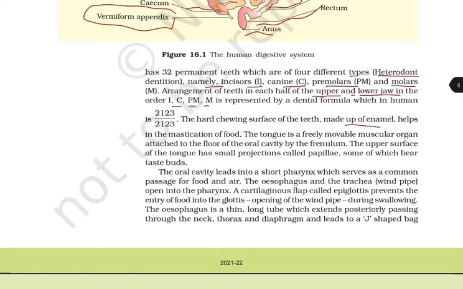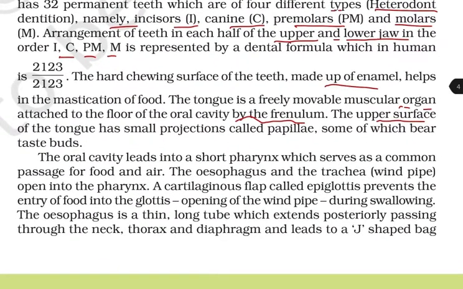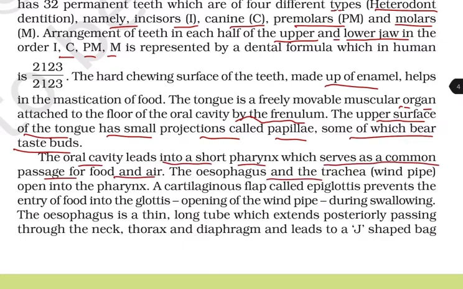The tongue is a freely movable muscular organ attached to the floor of the oral cavity by the frenulum. The upper surface of the tongue has small projections called papillae, some of which bear taste buds. The oral cavity leads into a short pharynx which serves as a common passage for food and air. The esophagus and the trachea, that is the windpipe, open into the pharynx. A cartilaginous flap called the epiglottis prevents the entry of food into the glottis, the opening of the windpipe, during swallowing.